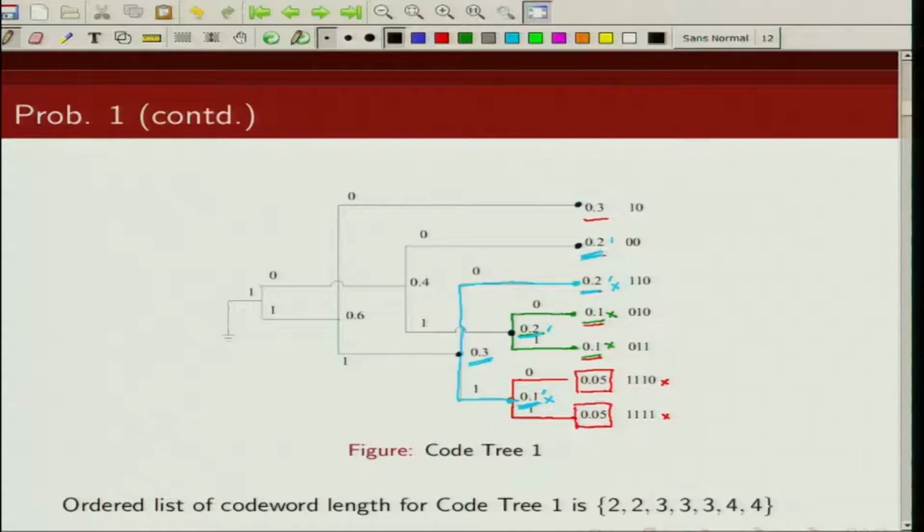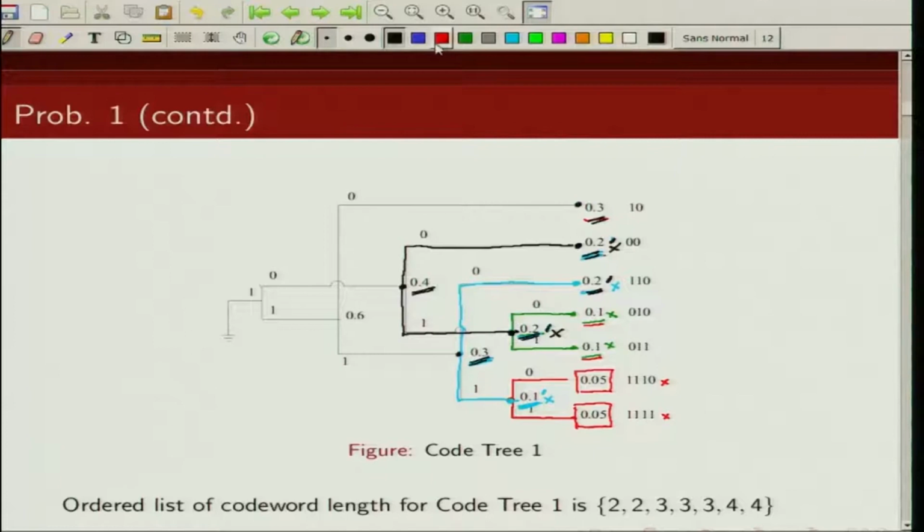What are the probabilities I have? I have 0.3 here, 0.2 here, 0.2 here, and 0.3 here. Again, note that I have nodes with probability 0.2, so I can combine any 2 of them. In this case, I'm combining this with this. Then I create a new node which has probability 0.4, and I deactivate those two nodes.